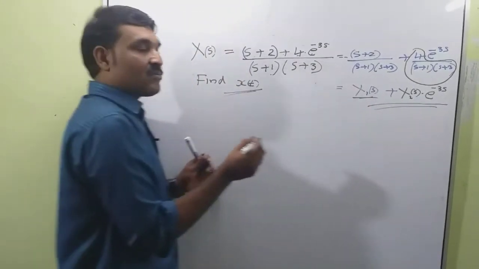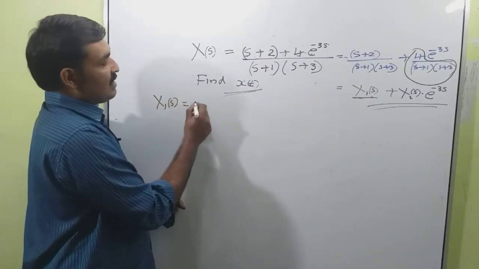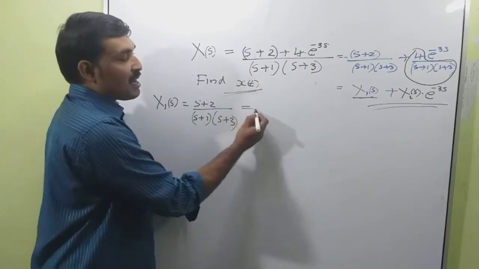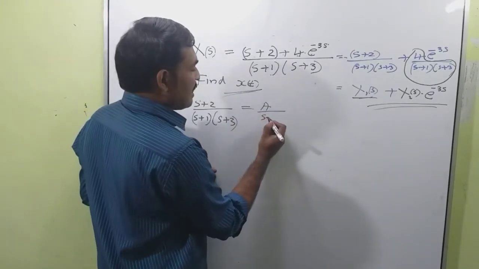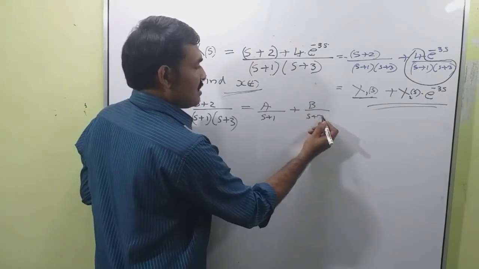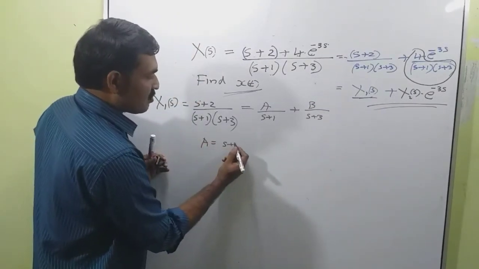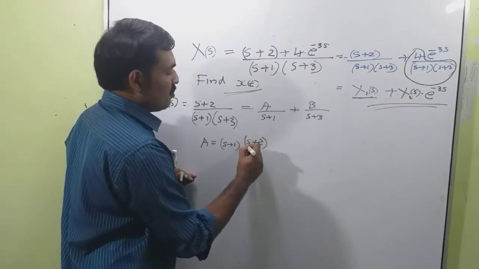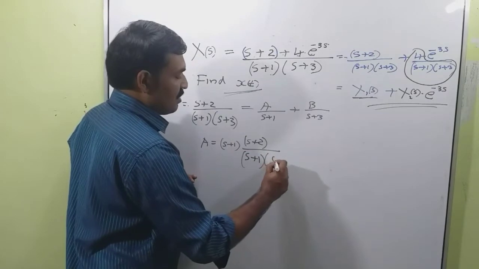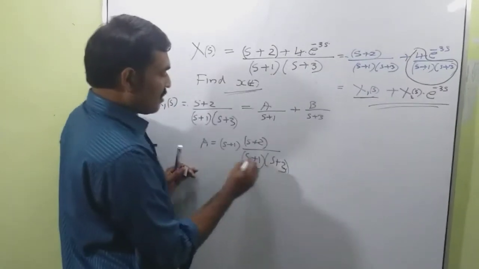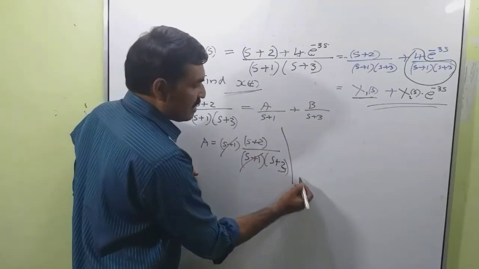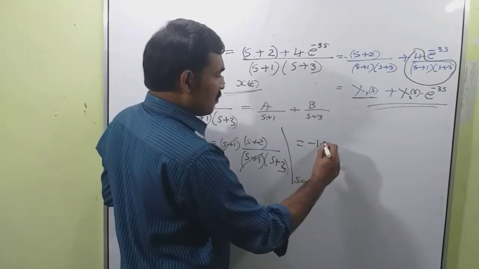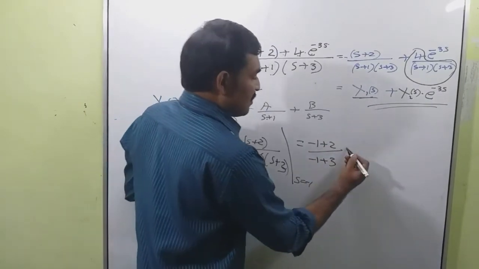Now I am first evaluating X1(s). That is X1(s) is equal to (s plus 2) divided by (s plus 1)(s plus 3). By using partial fraction expansion, I can write this as A divided by (s plus 1) plus B divided by (s plus 3), where A is equal to (s plus 1) times this entire term, evaluated at the pole s is equal to minus 1. The (s plus 1) and (s plus 1) cancel, so evaluating at s is equal to minus 1, we get (minus 1 plus 2) divided by (minus 1 plus 3), that is equal to 1 by 2.